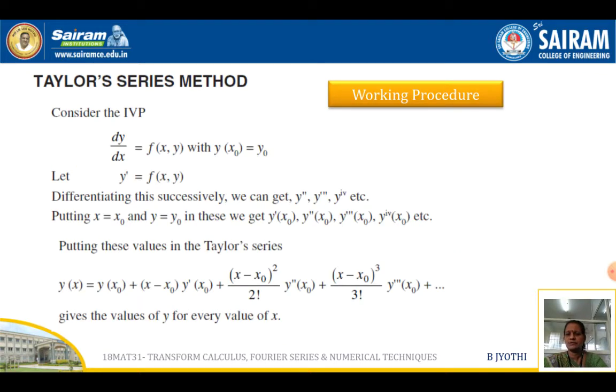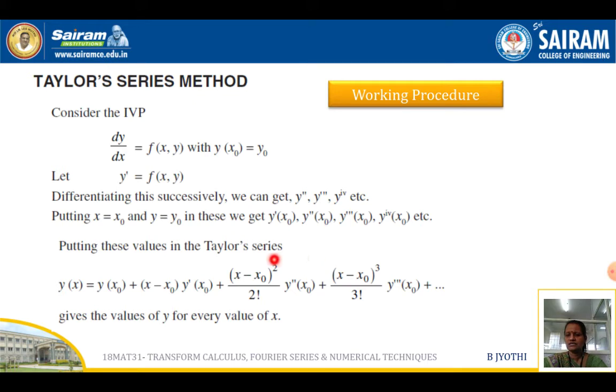So in the Taylor series method, the working procedure is, first of all, we consider the initial value problem, that is dy by dx is equal to f of x, y with the initial condition y of x0 is y0. And we will assume y dash as f of x, y. Next, we differentiate this successively to get y double dash, y triple dash, y fourth derivative and so on. Putting x is equal to x0 and y is equal to y0 in these, we get y dash of x0, y double dash of x0, etc.